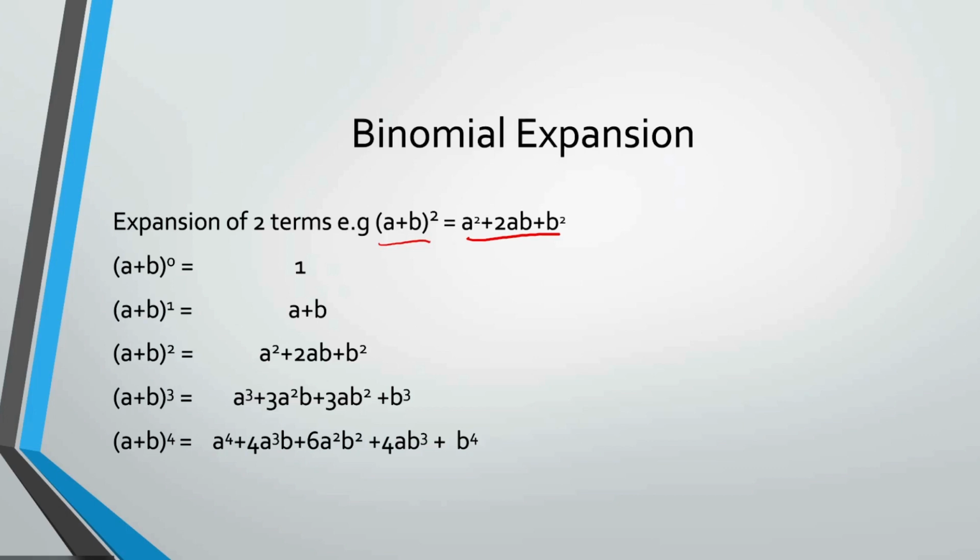But as the power keeps increasing, for example (a + b)^3, it keeps getting harder and harder to expand. So what we are trying to do over here is find an easier method to expand these things. As you can see here, I've written down all of these from the power of 0 till the power of 4. Now let's try to find a pattern.